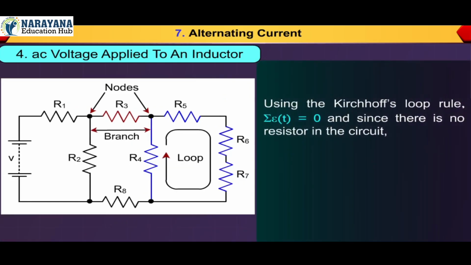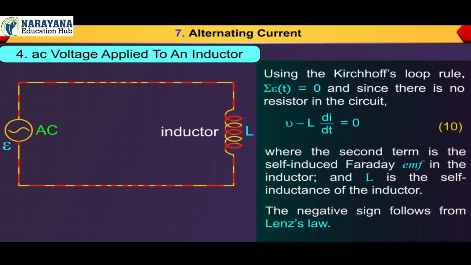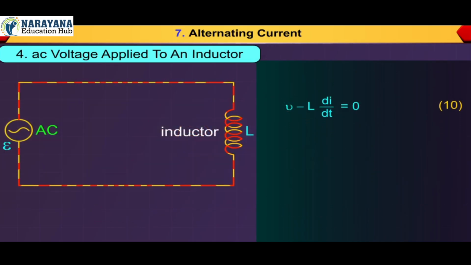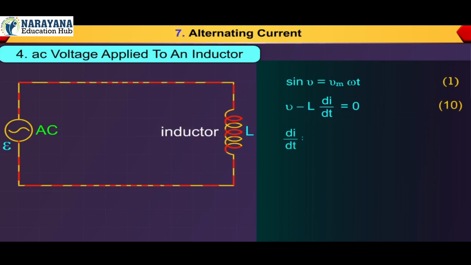Using Kirchhoff's loop rule, the sum of emfs around the loop is 0, and since there is no resistor in the circuit, v − L di/dt = 0, equation 10, where the second term is the self-induced Faraday electromotive force in the inductor and L is the self-inductance of the inductor. The negative sign follows from Lenz's law. Combining equations 1 and 10, we have di/dt = v/L = (Vm/L) sin omega t, equation 11.